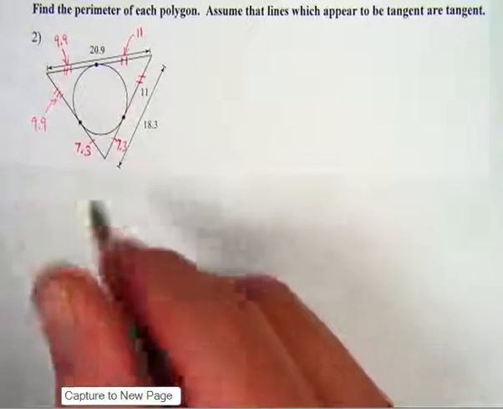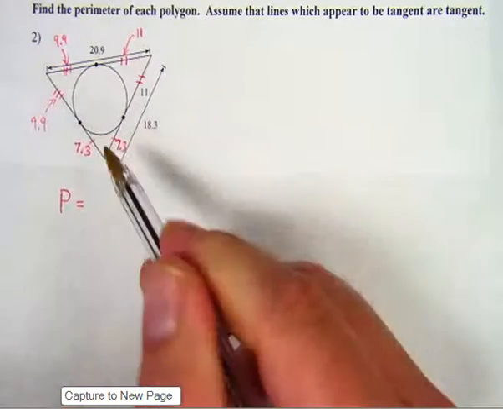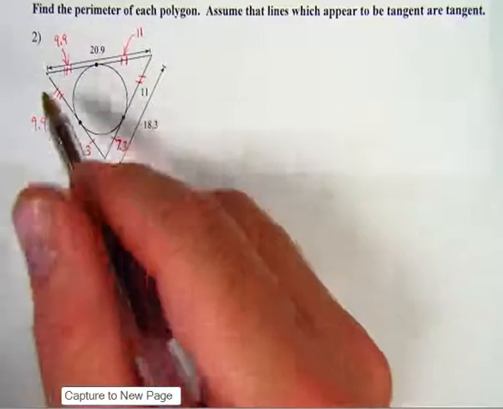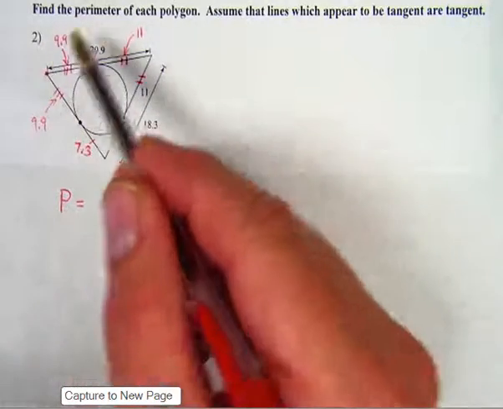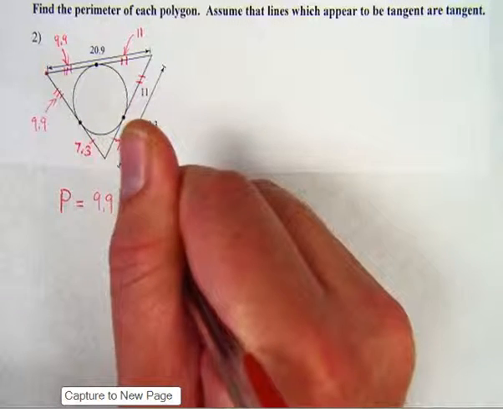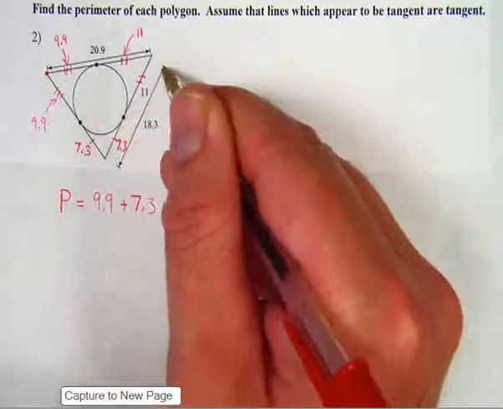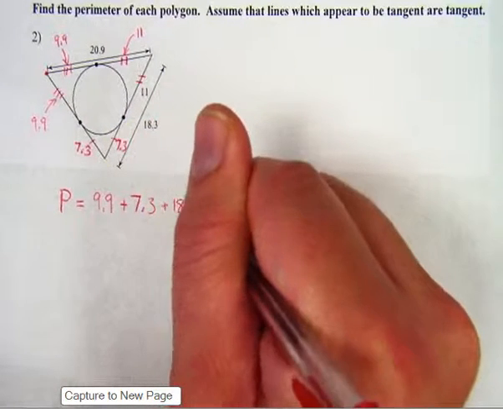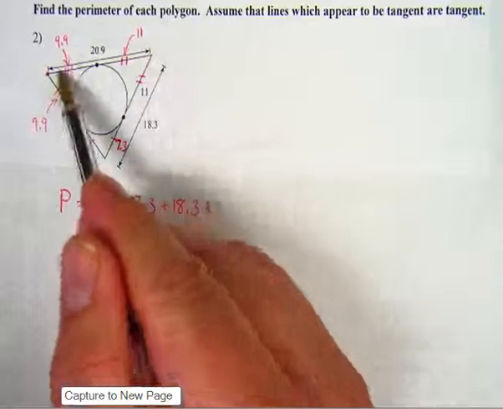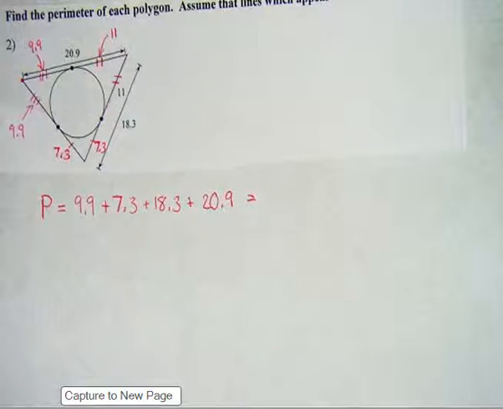Now to find the perimeter, all I have to do is add up all those side lengths. Now, one place to be very careful here is that when you add these up, make sure you don't double count anything. So I'm going to start at this point and work my way around the polygon this way. I have a short side of 9.9 plus 7.3, and now I've got this whole distance for the long side, so I might as well use it, plus 18.3, plus, and again I have that whole side there. And now all I have to do is add those up.